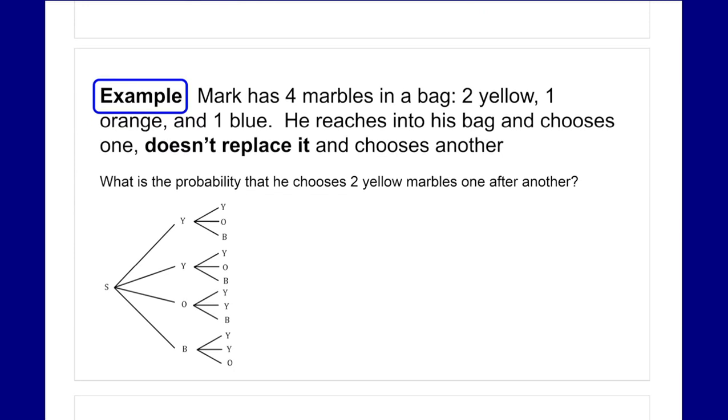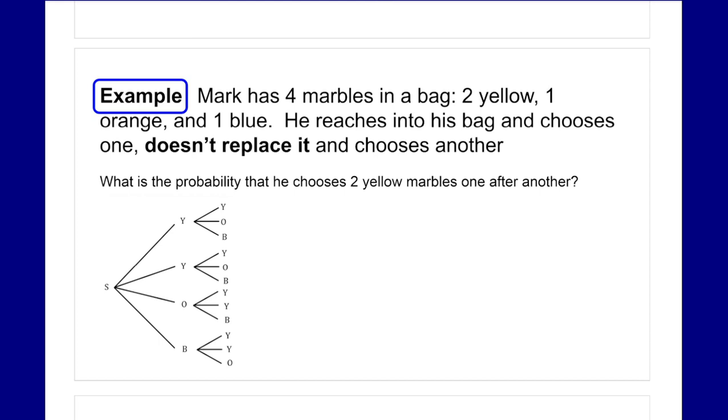Next, we're going to look at this example: Mark has 4 marbles in a bag, 2 yellow, 1 orange, and 1 blue. So going back to that example that we looked at previously. He reaches into his bag and chooses 1, doesn't replace it, and chooses another. So what is the probability that he chooses 2 marbles, one after another? This one is slightly different because it has the restriction that he does not replace the marble after he takes it.